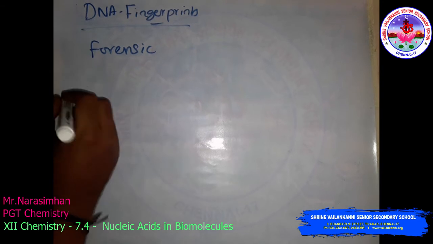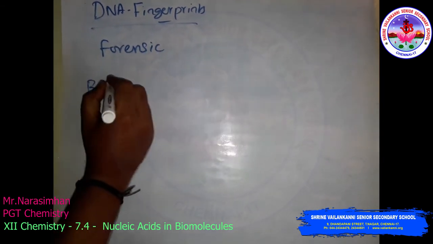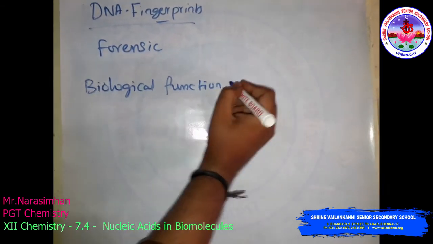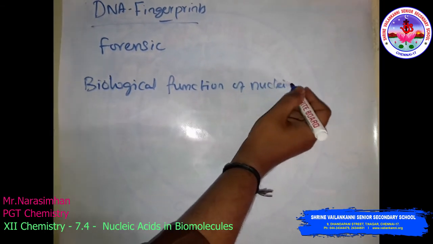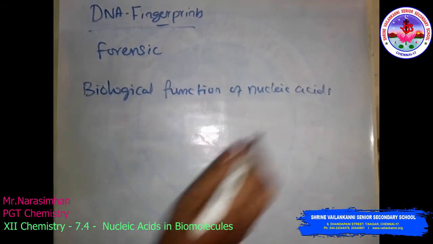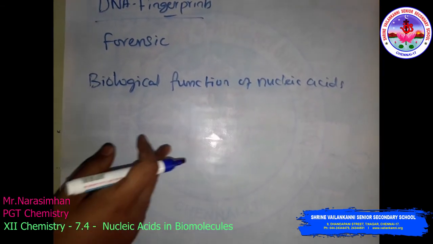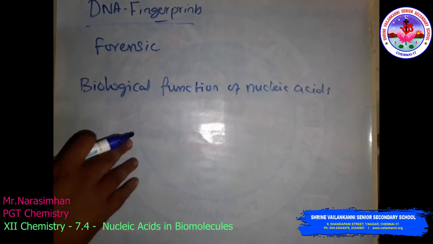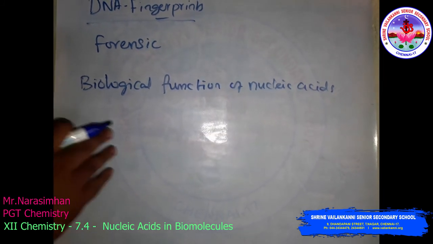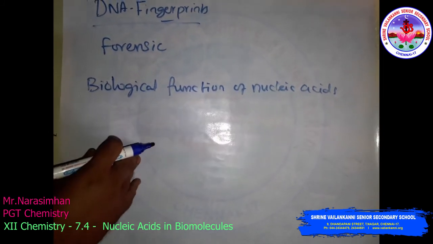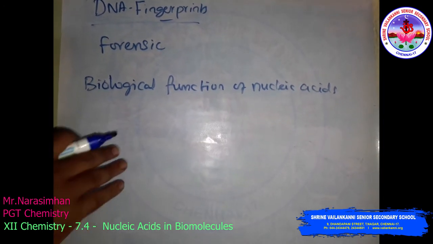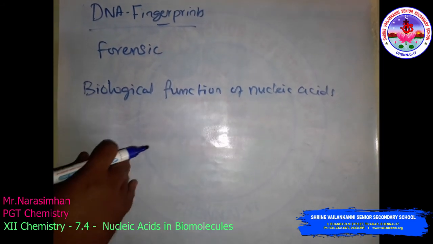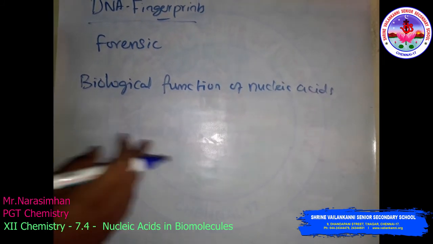Then the biological function of nucleic acid. See, DNA is the chemical basis of heredity and may be regarded as the reserve of genetic information. DNA is exclusively responsible for maintaining the identity of different species of organisms over millions of years. The DNA molecule is capable of self-duplication during cell division, and the identical DNA strands are transferred to the daughter cell.